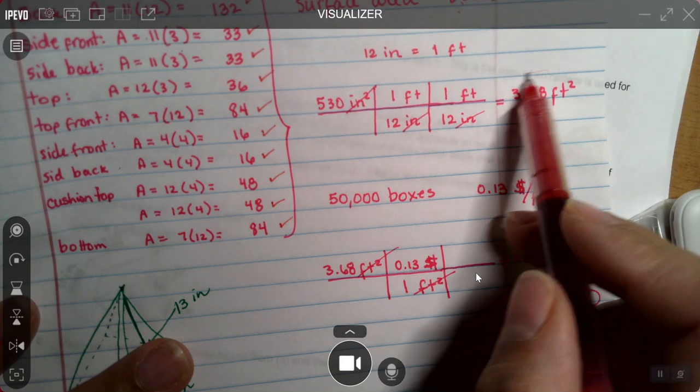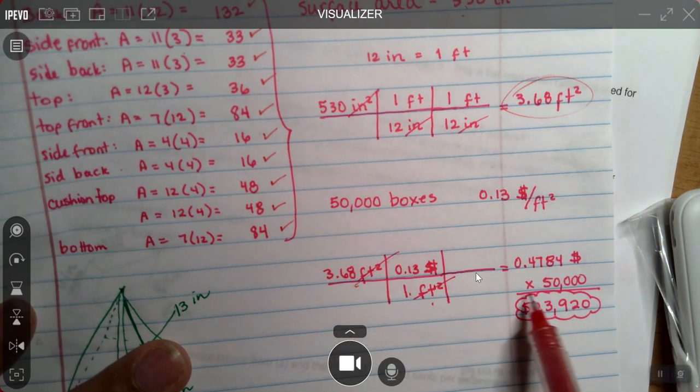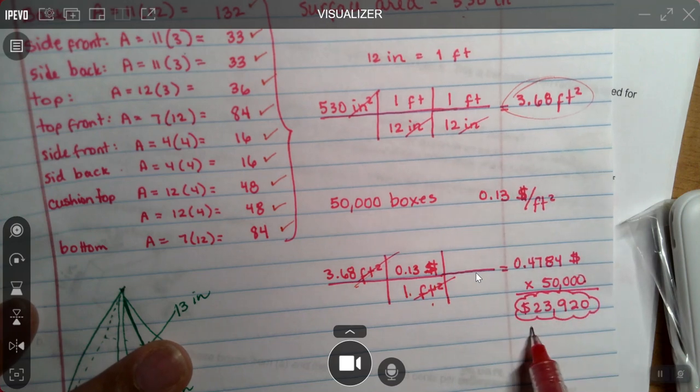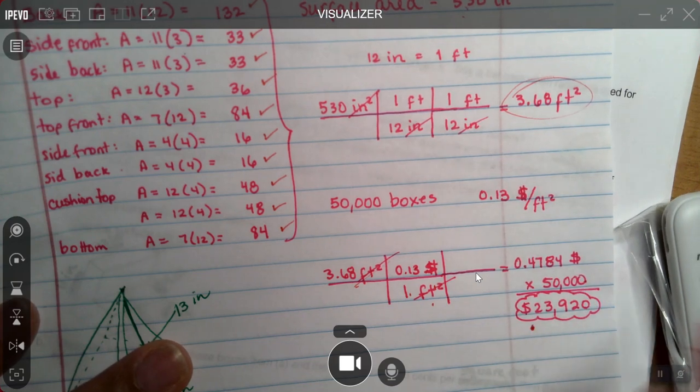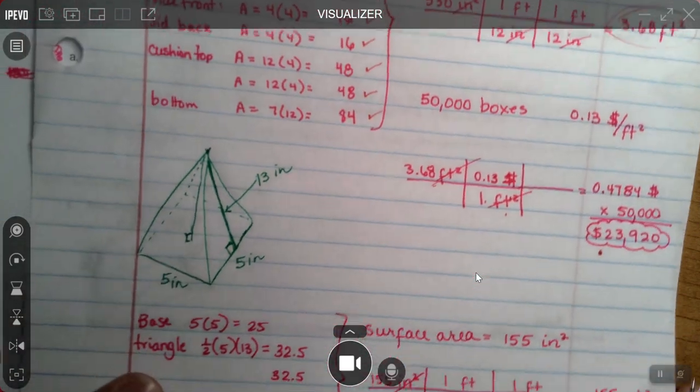Now there's 50,000 boxes, and it's 13 cents on the dollar for the material per square foot. So I took my box, multiplied it by 0.13, and then I multiplied it by 50,000, and I got this much. That's how much it's going to cost the material for the boxes, the packaging.